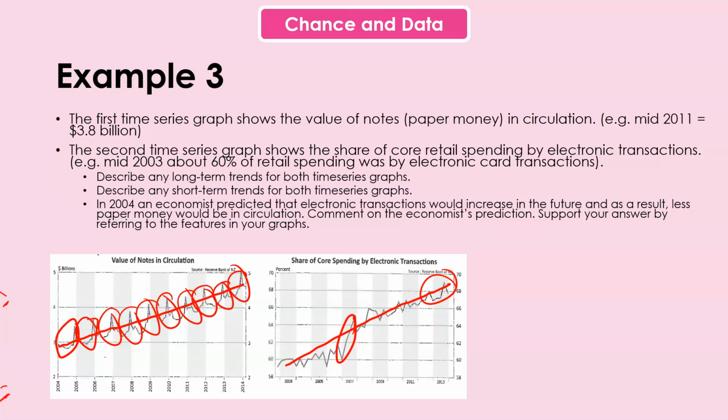It may be that the banks adopted more electronic transactions, or debit cards came in, something like that. And the last thing is our economist predicted that electronic transactions would increase, which would result in less paper money, and it doesn't appear that our graphs support that prediction. Both have increasing trends. To support the prediction, you would have the electronic transactions increasing while the value of notes decreasing, and that's not the case.